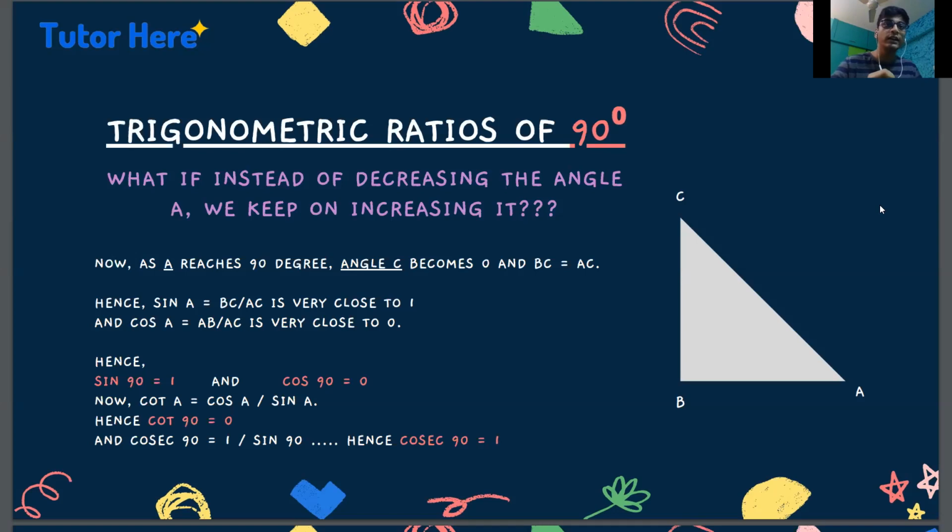Now, cot A is equal to cos A by sine A. Therefore, cot 90 is equal to 0 and cosec 90 is 1 by sine 90. Hence, cosec 90 is 1.